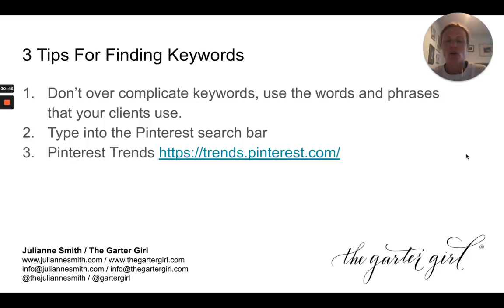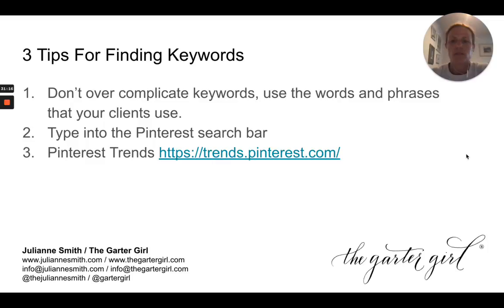Okay, so I want to switch gears. We talked about boards, we talked about pins, but now I want to talk about keywords, because keywords are really the key, right? They're so important. When I talk about keywords, I'm talking about the different words that you put in the title or the different words that you put in the description, right? And it's like, how do I know what to use, or the right word to say? Should I call it a wedding dress? Should I call it a bridal gown?